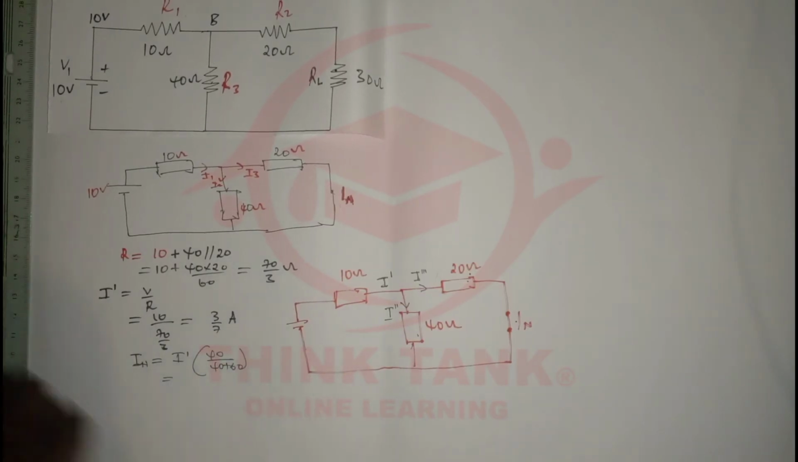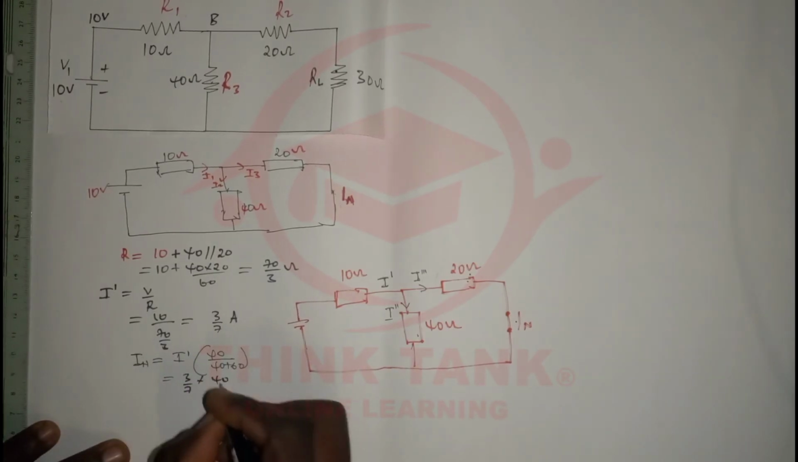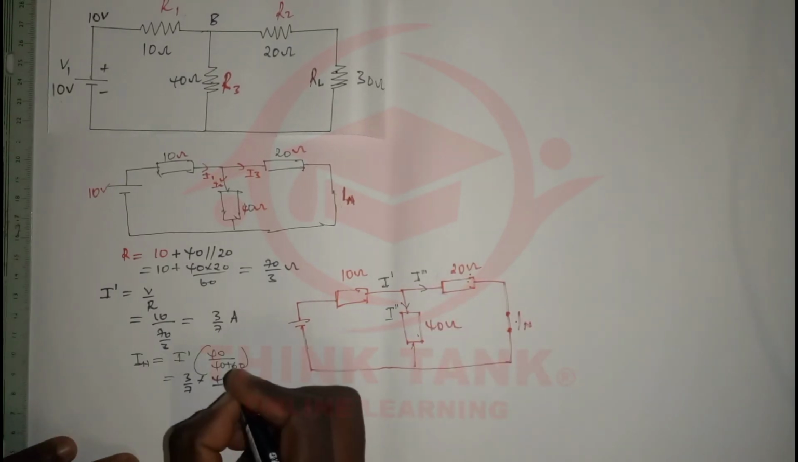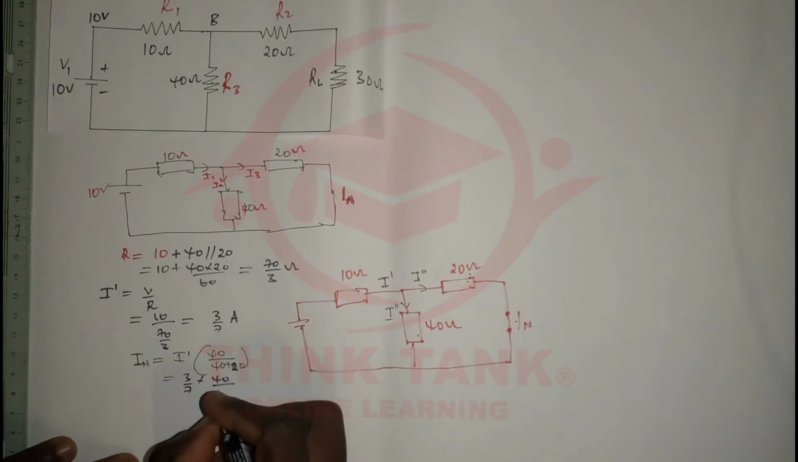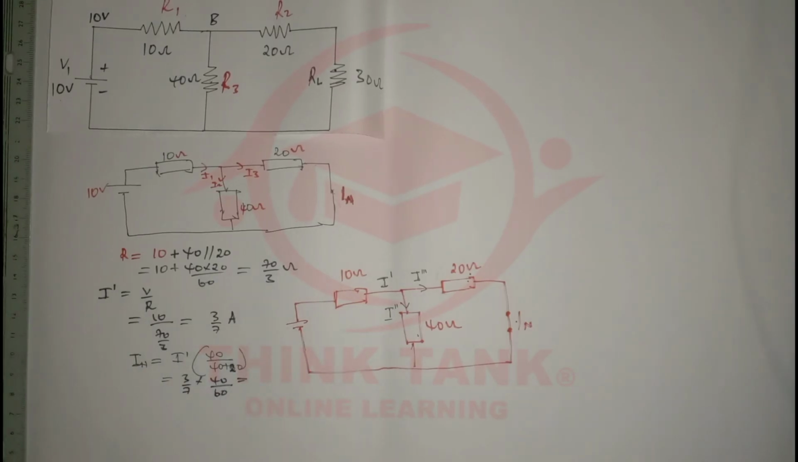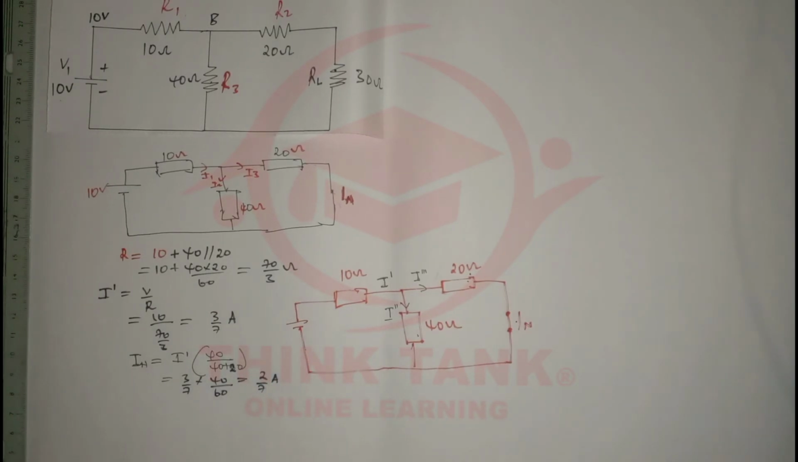Okay, so it's going to be, we have 3 over 7 times 40 plus 60. Okay, actually it's 20. It's going to be 40 plus 20. It's 20 here. So it's going to be 60. Okay, so it's going to be 2 over 3. And we're going to have 2 over 7 amps. That's going to be IN.